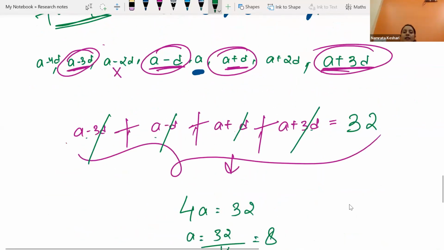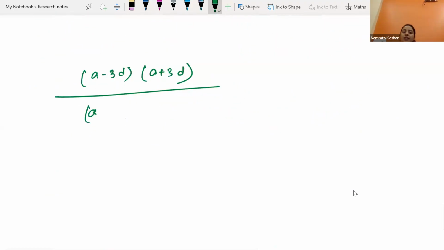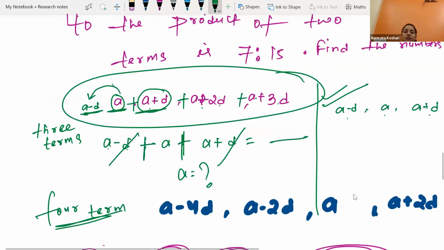And the product of two middle ones, see, we don't have to apply the distributive property also, because we can see that the a minus b, a plus b formula is getting created over here. That is given as 7 by 15.